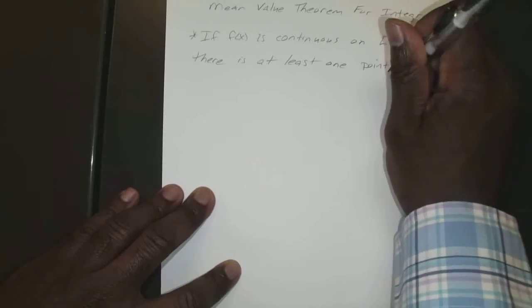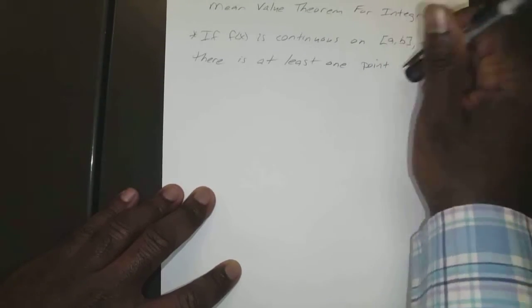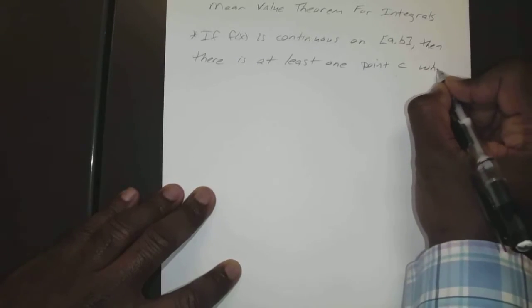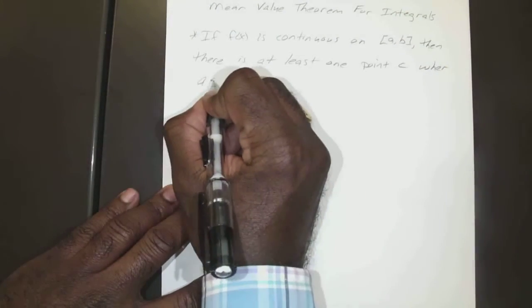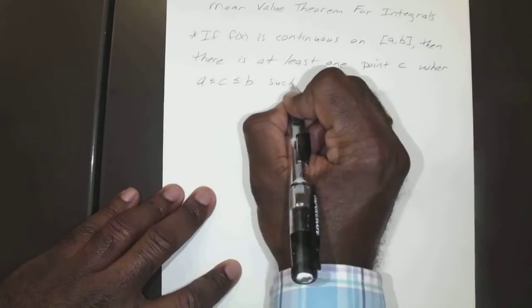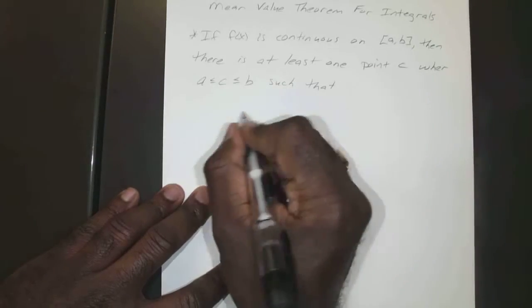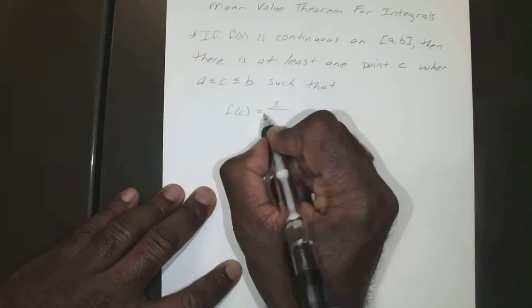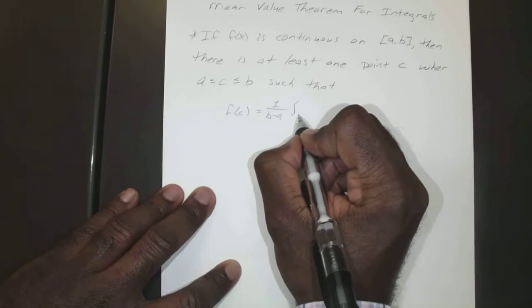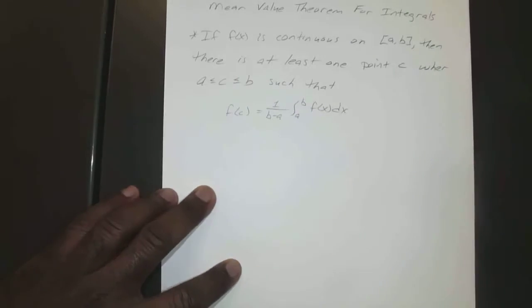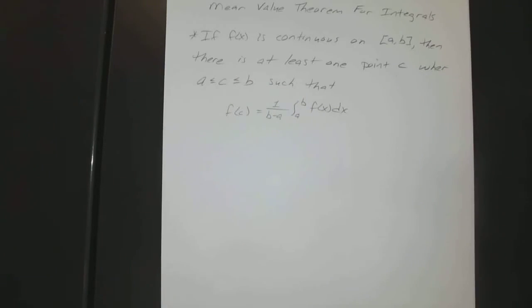I might as well write it out like that. Where a is less than or equal to c is less than or equal to b, such that f of c is equal to 1 over b minus a times the integral from a to b of f of x. Okay, so there's at least one c value that's going to equal your definite integral.